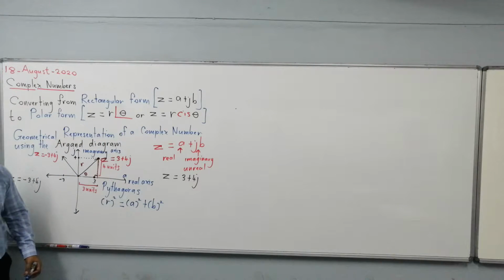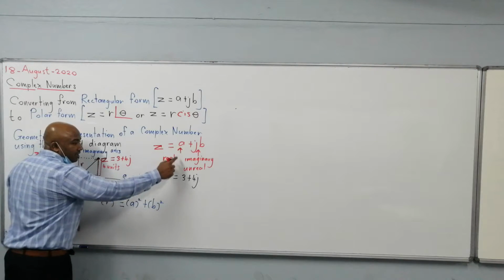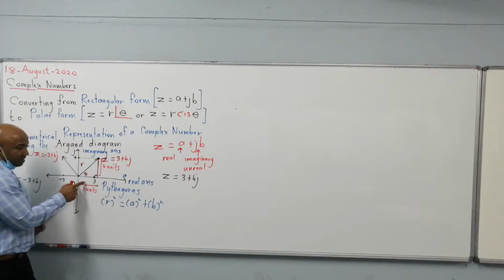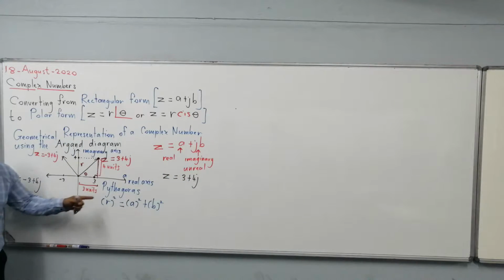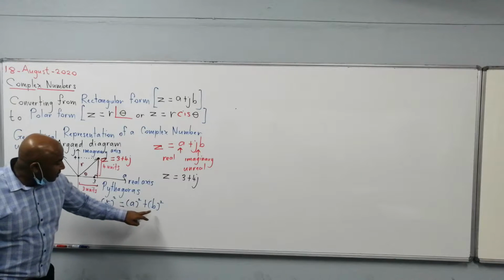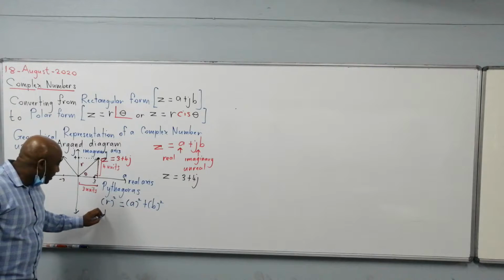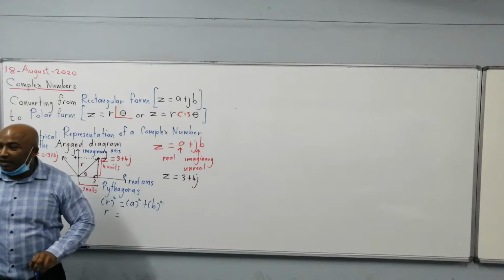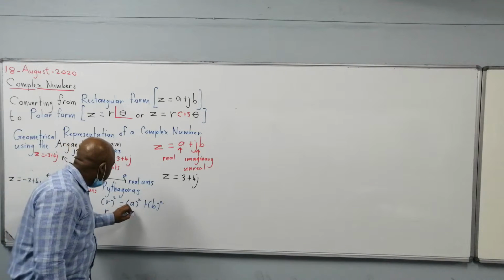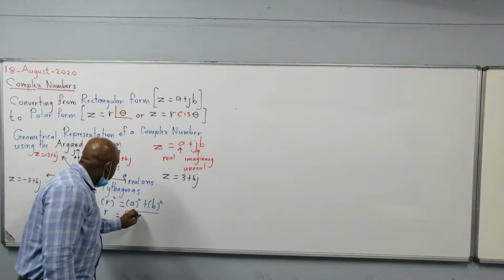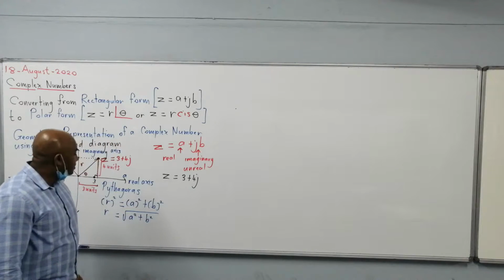Okay, in general, what is your a, what is your b? For this example, your a value is 3, you can see it's 3 here, and your b value is 4. So therefore, if r squared is equal to a squared plus b squared, then if I want to find the value of r, I will find the square root of both sides. So r is equal to the square root of a squared plus b squared.